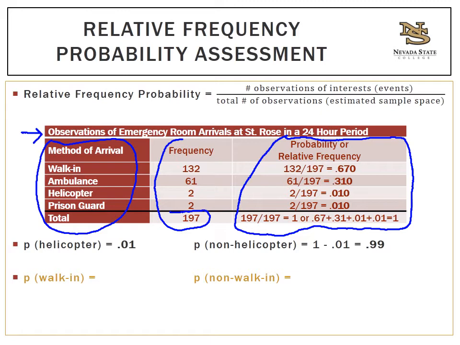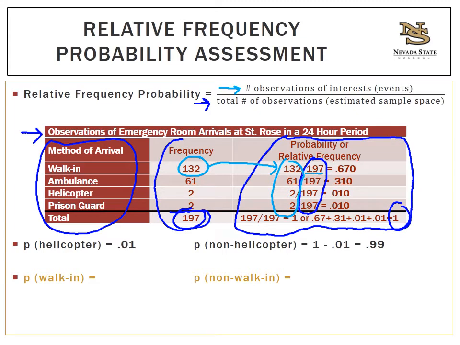So first thing I want to point out, notice again that the probability for all events is 1 because every observed method of arrival in the sample is included in the table. Also, there are 197 patients total, so the denominator for all of these probabilities is 197, the total number of observations. You'll also see that the numerator for all of these probabilities is the number of observations of interest. So for instance, how many walk-ins? 132 out of a total of 197.